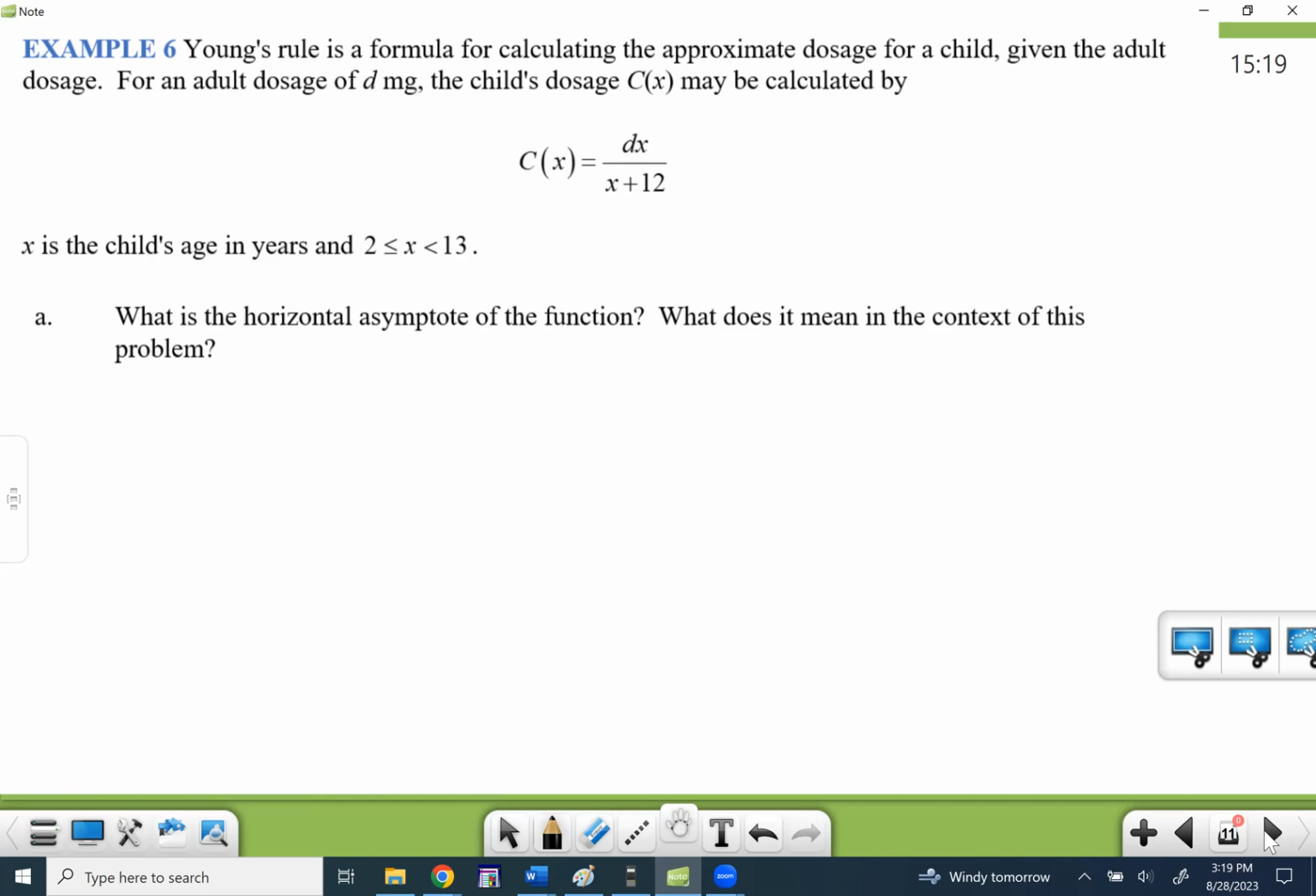Yeah. So there's actually this Young's rule. It's a formula for calculating the approximate dosage for a child given the adult dosage. Okay, so the adult dosage is going to be D. I always like to make sure I know what my variables stand for. Adult dosage is D. Child's dosage is C. And X is the child's age in years, from 2 to 13. So it says, what's the horizontal asymptote? Well, if we look at our degrees, they're both degree 1. That means that they're equal degree.